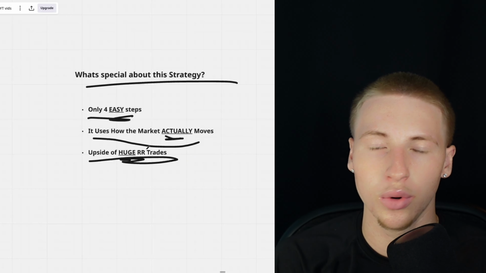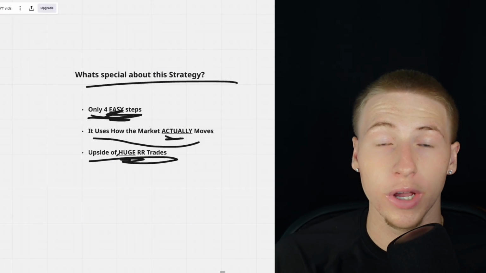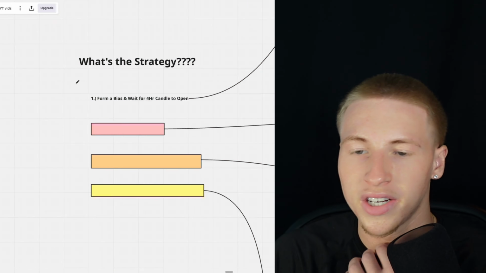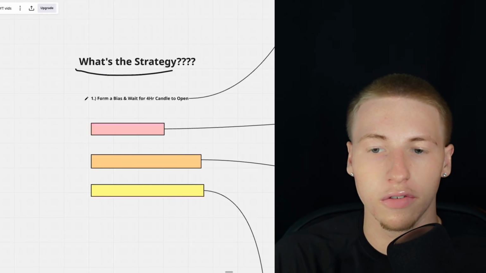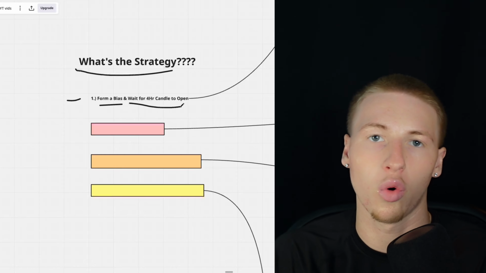So let's hop straight into it and let's start to break down what the actual 4 steps are and how we are going to get these unlimited payouts using the PO3 and the inverse fair value gap. So let's break down, what does this entail? What is the strategy? Our first step is simply what? We need to form a bias, and then we need to wait for a 4-hour candle.